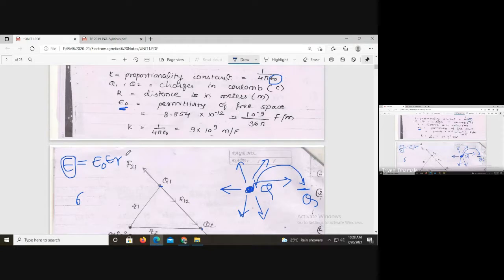And epsilon r means the relative permittivity. Okay, but for air, this relative permittivity is always equal to 1. For air, for free space. And as the material changes, as the medium changes, this value of epsilon r is going to change. If a simple numerical is given and no medium is specified, then take the value of epsilon r equal to 1 by default for air, for free space.